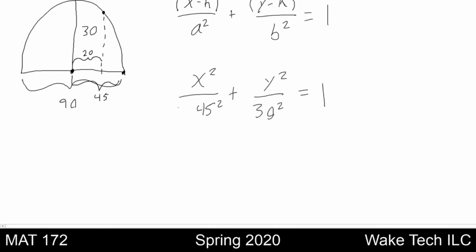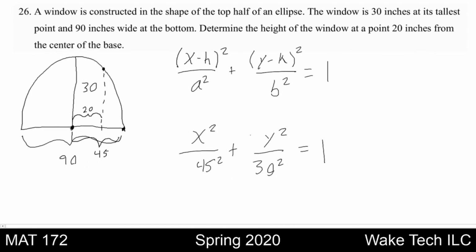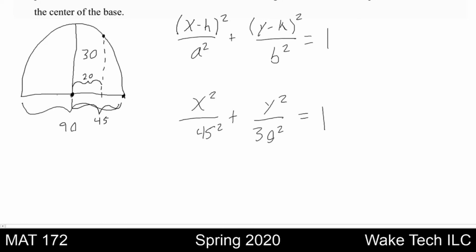All right, now we want to know what is the height of the window at 20 inches from the center of the base? Well, 20 inches from the center is just 20 inches to the right. So in other words, x equals 20. And what we're trying to find is the corresponding y value. Notice that we'll actually get two y values because the equation of the ellipse continues down this way. But lucky for us, that's just a difference between positive and negative values. When we take our square root over y in the process of solving, we'll just take the positive number.